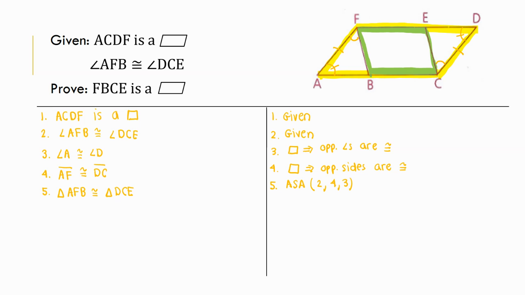Okay, so now that I have that, how are those triangles going to help me with that highlighted green shape that I want to prove? Well, notice that there's some sides of the triangle that are attached to the sides of that green shape, what we want to be a parallelogram. So we can say that the segment FB is congruent to the segment CE by corresponding parts of congruent triangles are congruent. So notice that that gives us one side of opposite sides are congruent.